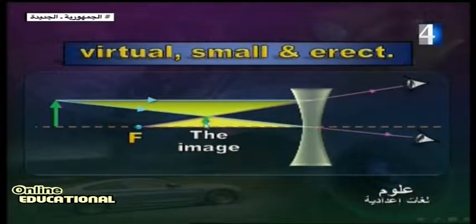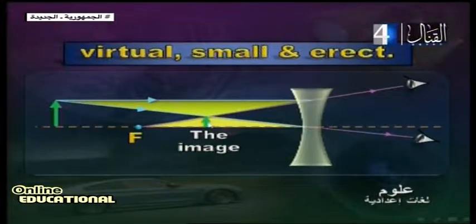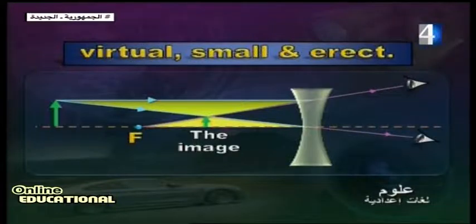Here we have the intersection of the two rays, and this is the image. The image here is virtual, small in size, and erect or upright. Of course, it's virtual because it's formed by intersection of extension of rays, and smaller in size than the object, and an upright image.